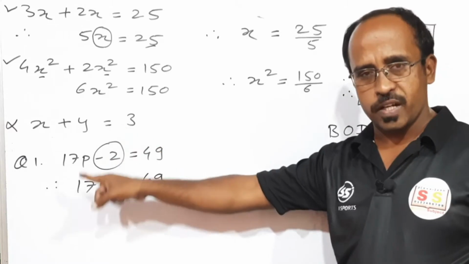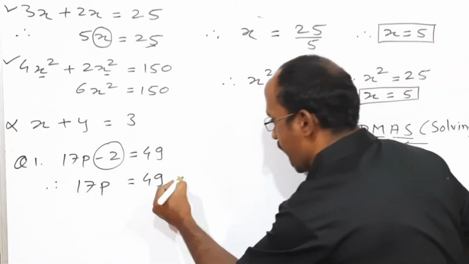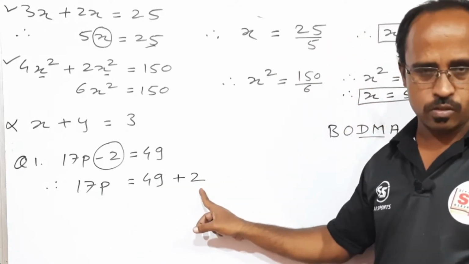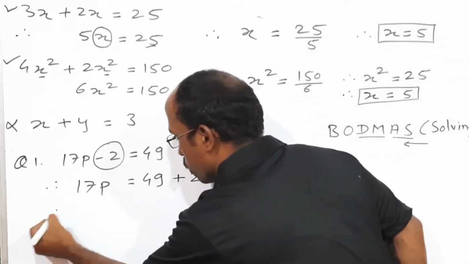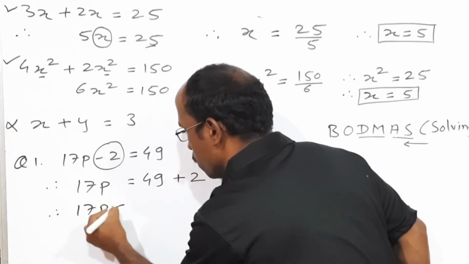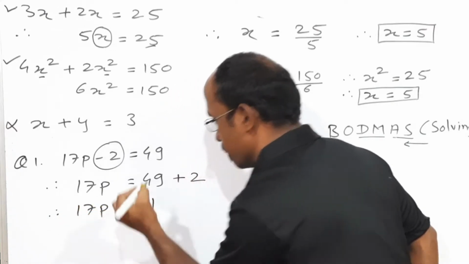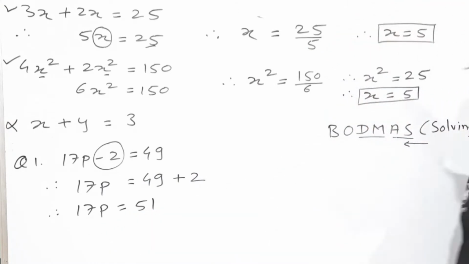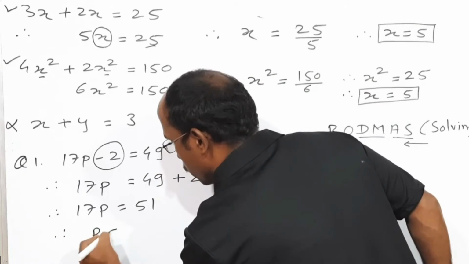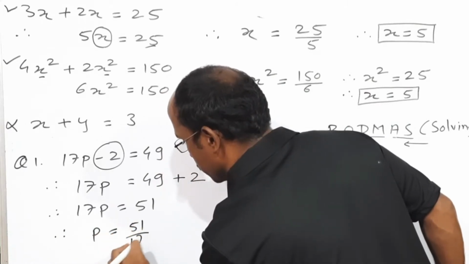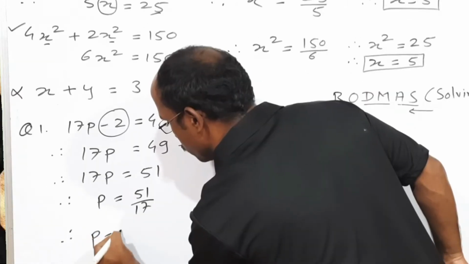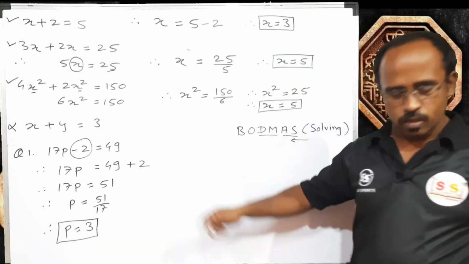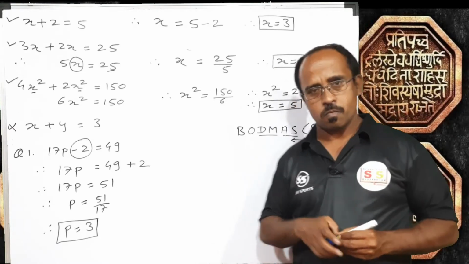This 2 which is doing subtraction, after changing side it will do addition. So 17p is equal to 49 plus 2. Clear? Therefore 17p is equal to 49 plus 2, 51. Now the last one which is doing multiplication. Therefore p is equal to 51 upon 17. Therefore p is equal to 3. 17 3 is 51. Clear, students?